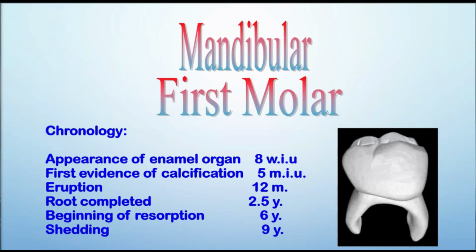Okay. Now, the mandibular first molar. The appearance of the enamel organ is at the 8th week of individual life. First evidence of calcification is 5 months, eruption 12 months, root completion 2.5 years, and beginning of resorption and shedding is 9 years, because the lower premolar comes at the age of 9 years. Upper premolars come at 10 and 11 years. Lower first premolar 9, second premolar 10. Upper first premolar 10, second premolar 11. This is the general rule.